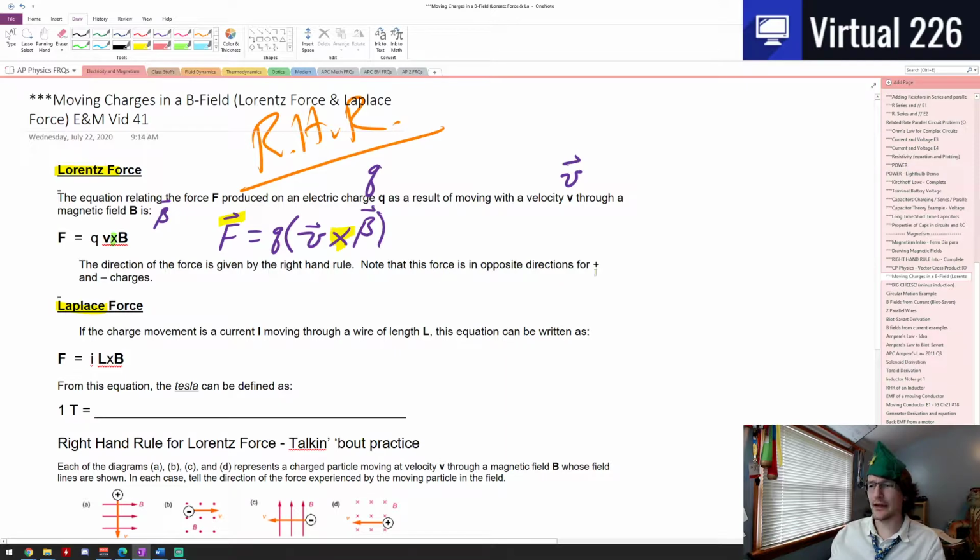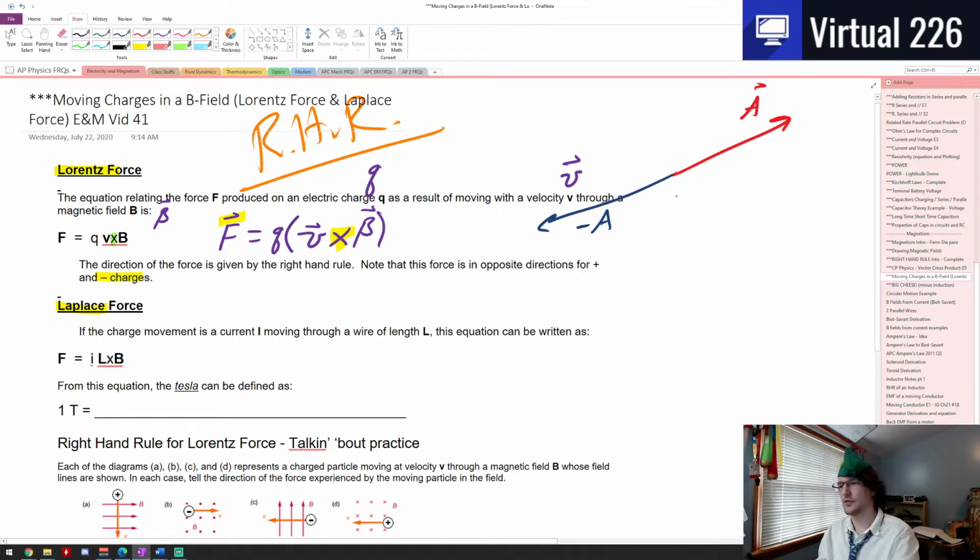Be aware that if you have a negative charge here, whatever direction you got with your right-hand rule, you're just going to flip it. So if you did your right-hand rule and you're like, hey, it's a negative charge, you're just going to flip it. And that's because if you remember back to vectors, if this is some vector A, vector B is the exact same length, same magnitude, but just in the opposite direction. So you'll just flip it.